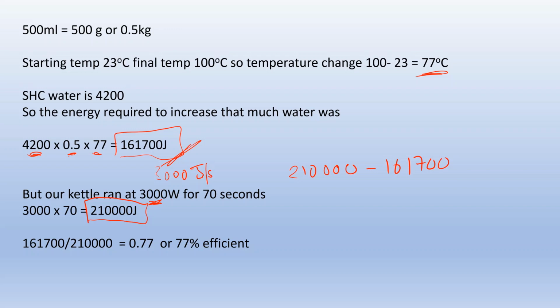So my kettle is 77% efficient. It took 77% of the energy and did something useful with it, which was heating up the water. The rest, it wasted.